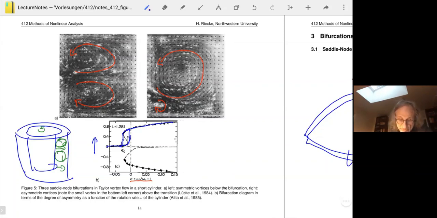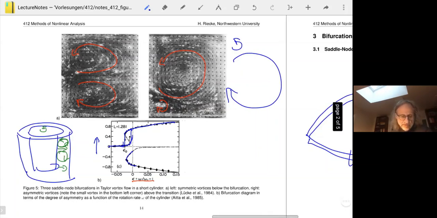Actually, I want to point out here that the system has more features yet. You see there's another saddle node bifurcation here, which is where it jumps to the oppositely oriented state, which would be a small vortex here and a big vortex like that. I'll get back to that later. But let's first just appreciate that here, in this fluid flow system, we clearly see three saddle node bifurcations pop up.